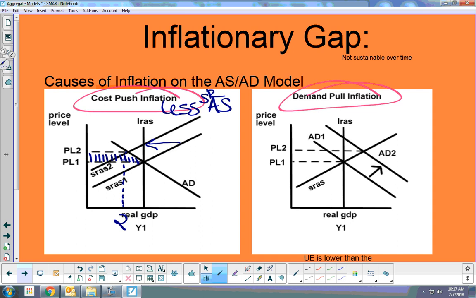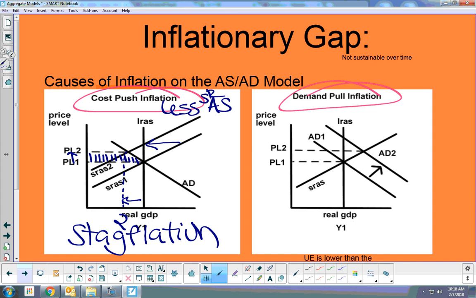Does anyone remember another word that we just talked about, where GDP goes down, the economy sucks, but there's inflation? Stagflation. Cost push inflation is also called stagflation. Stagflation and cost push inflation are synonyms. They're the same thing. Economists are probably going to use the words cost push inflation, while historians will probably use the word stagflation. But they're the same thing.